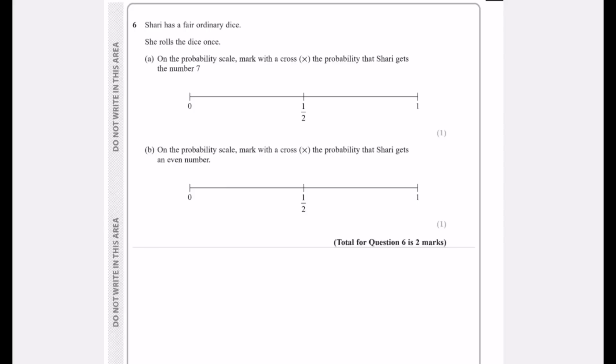Question 6. Shari has a fair ordinary dice. She rolls the dice once. On the probability scale, mark with a cross the probability Shari gets the number 7. There is no 7 on an ordinary dice, so there is no chance of getting a 7. 0. What's the chance of getting an even number? So half the numbers on the dice are even. 2, 4, and 6 are even. So 3 out of 6, 1 half. There's a half chance, 50%.